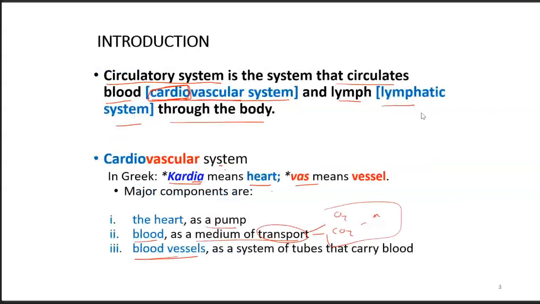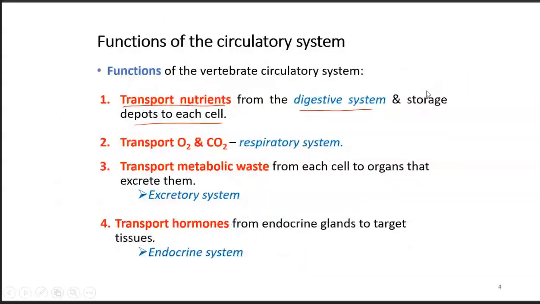Example of storage depots such as liver, so liver that stores glycogen. The glycogen will be broken down into glucose to transport glucose to cell body, so that the cell body can use as fuel for cellular respiration, for example. And then it is also to transport respiratory gas.